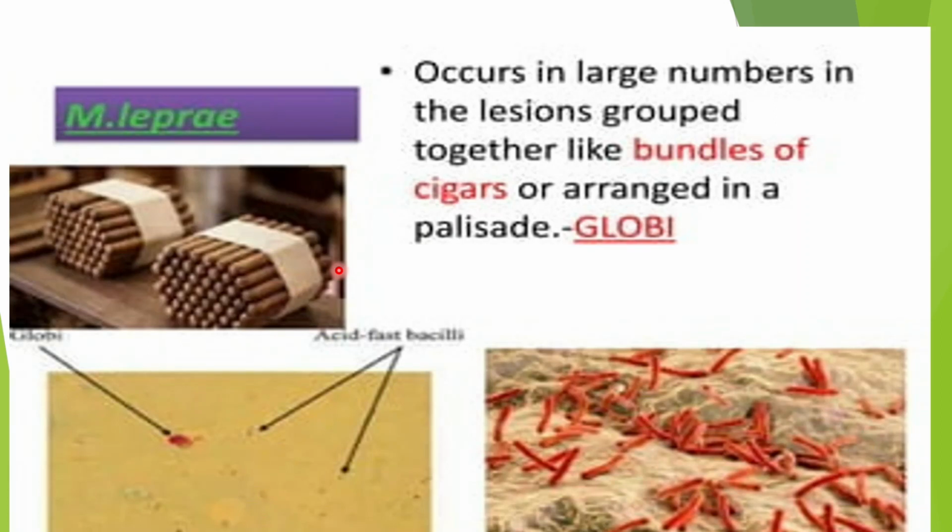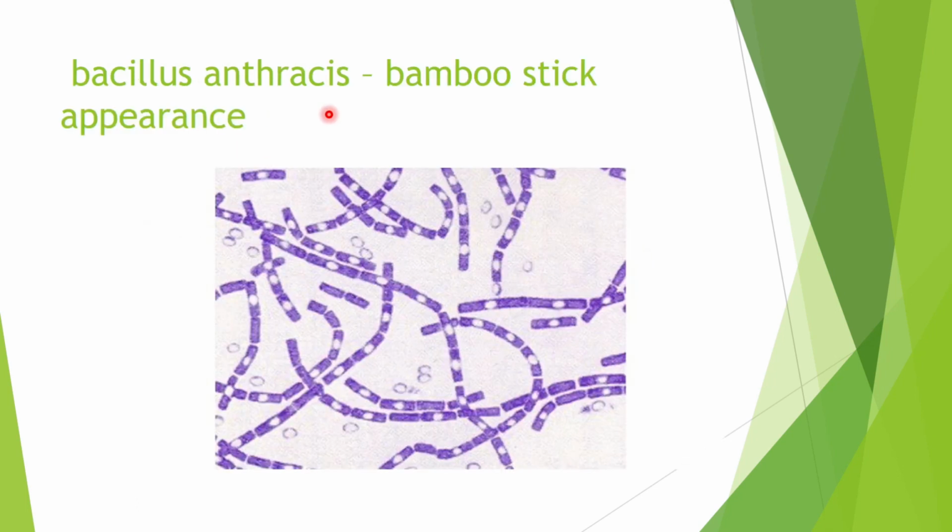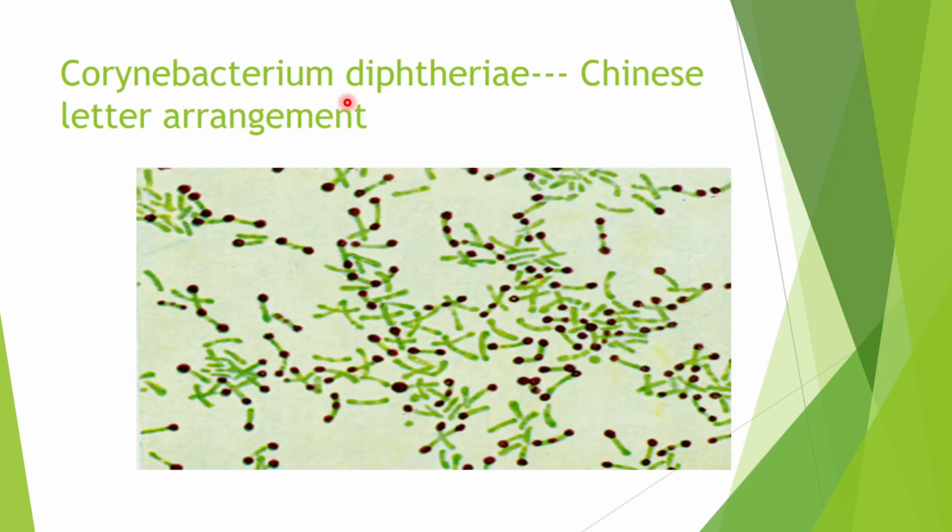Coming to Mycobacterium leprae, we can see a cigar bundle appearance, that is, bundles of cigars. Coming to Clostridium tetani, we can see a drumstick appearance. Bamboo stick appearance is seen in Bacillus anthracis. Chinese letter arrangement can be seen in Corynebacterium diphtheriae.